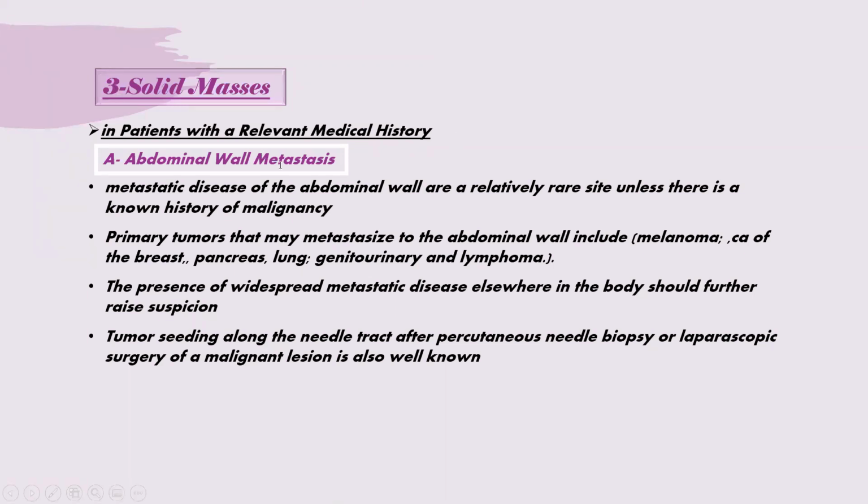Metastatic disease of the abdominal wall is relatively rare, unless there is a history of malignancy. Primary tumors that metastasize to the abdominal wall include melanoma, breast, pancreas, lung, genitourinary, and lymphoma. Presence of widespread metastatic disease elsewhere in the body should further raise suspicion.